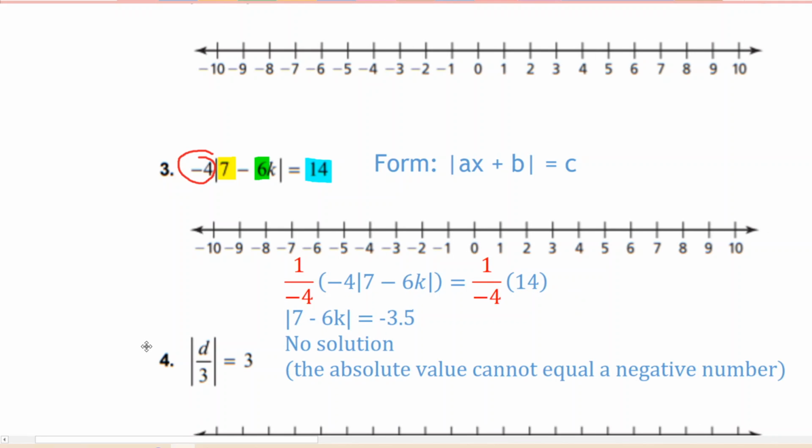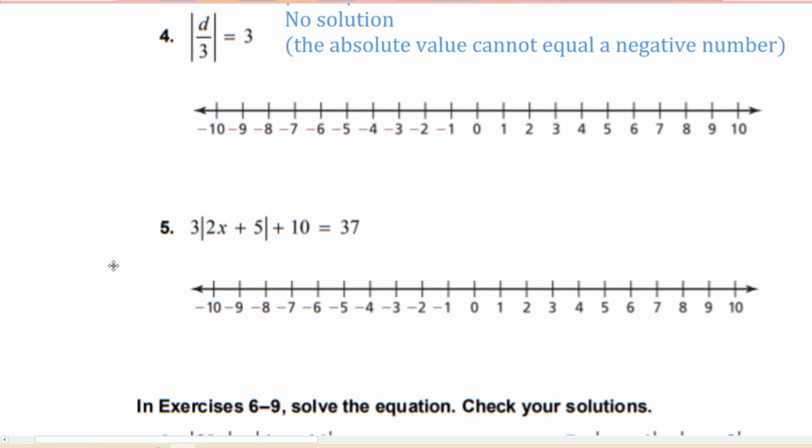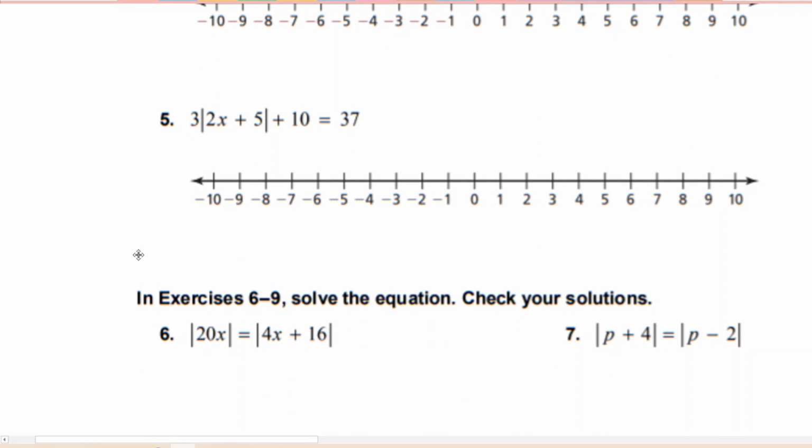So your absolute value cannot equal a negative number. And so you get out of this one pretty quick and easy. Number 3, not too much of a problem. Let's check out number 5. Here's another one that's a problem, and it's the same thing. We need to have the absolute value solved for. So we're going to solve for the absolute value, and we better do this on the side.